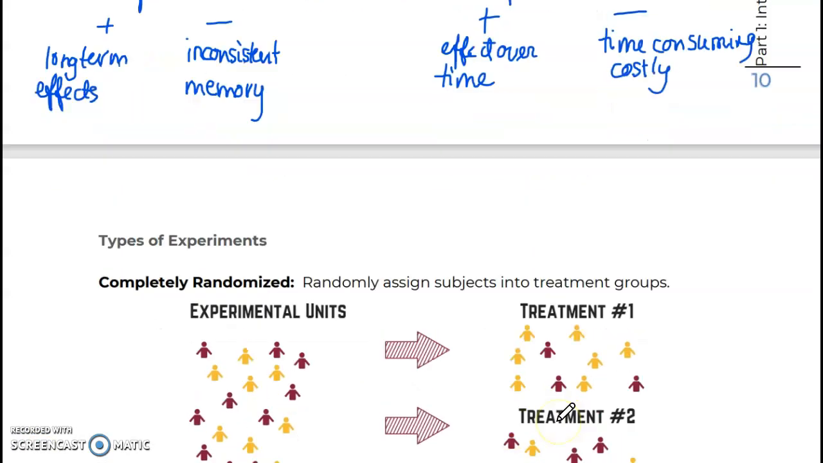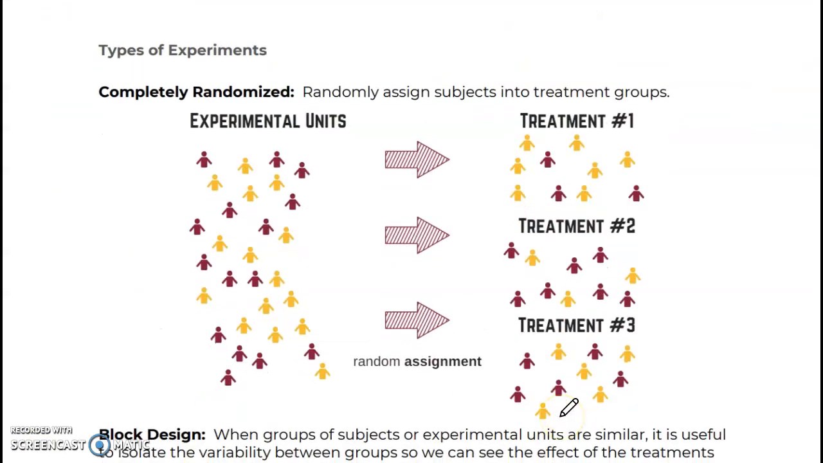Now let's also look at the types of experiments. So first of all, we could have a completely randomized design. This is where we take all our experimental units and we randomly assign them to the different treatment groups. We could have 3 different treatments, and oftentimes one of those treatment groups would be the control group that receives no treatment at all, or a sugar pill.